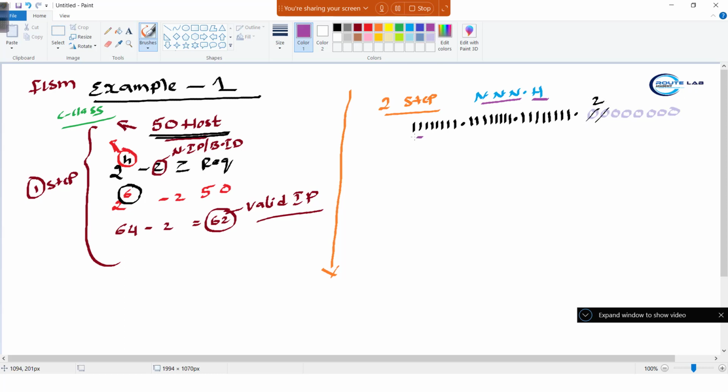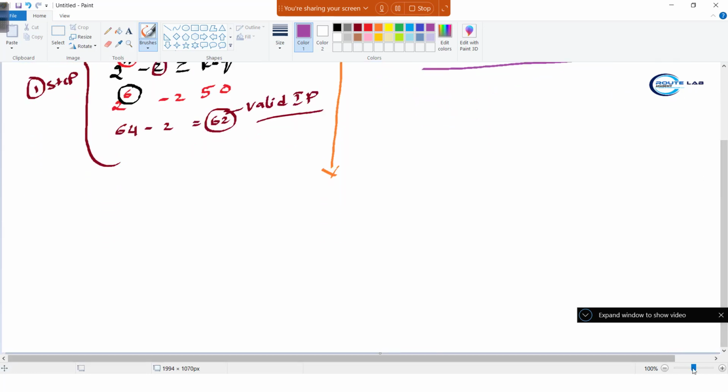Here if I add 8 bits, it becomes 255. 8 bits, 255. 8 bits, 255. And if I add these 2 bits, it becomes 128 plus 64, which is 192. So for a group of 64 addresses, the subnet mask will be 255.255.255.192. So the second step of calculation is completed.